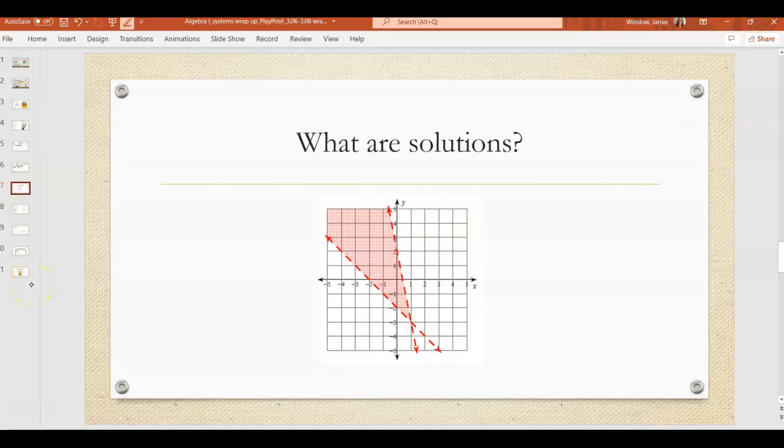Right, we talked about this a little bit in our last class when we talked about the gold and the silver, and we've already alluded to it here, but the solutions to a system, again, are where they overlap. So in this example, it's going to be this red shaded region here. Those are all the solutions, and that's it. Easy as that.